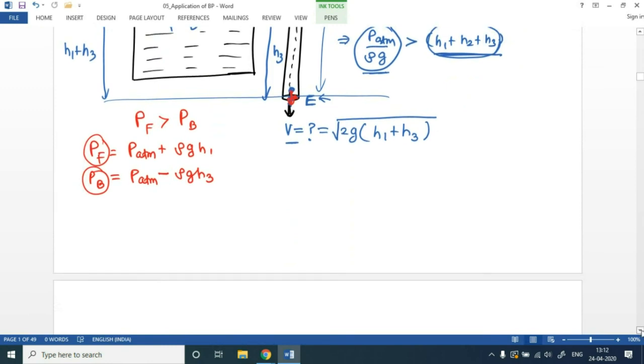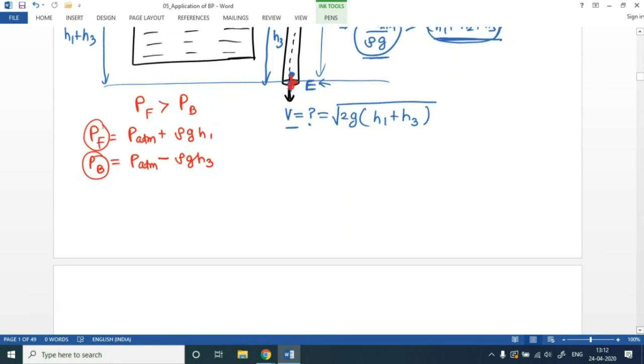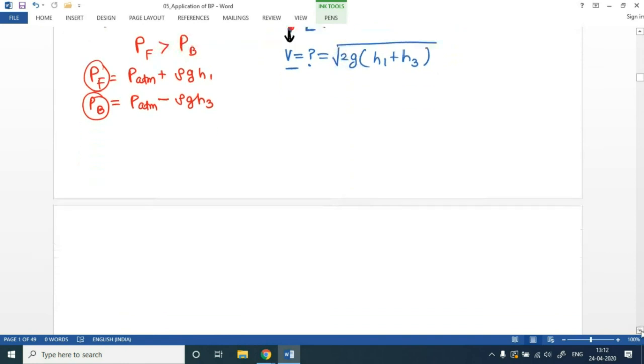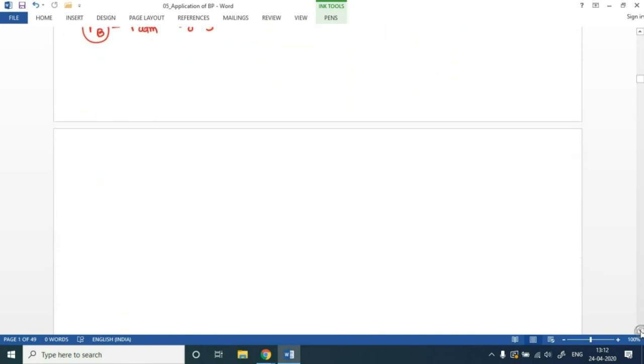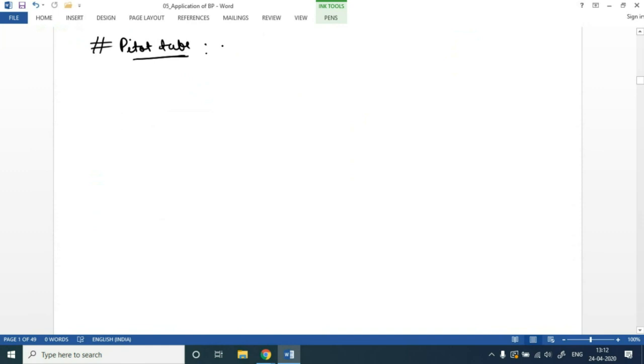So now let's move on to another application of Bernoulli's principle, and that is the concept of the Pitot tube. A Pitot tube is a device which is used to measure flow velocity in a pipe.